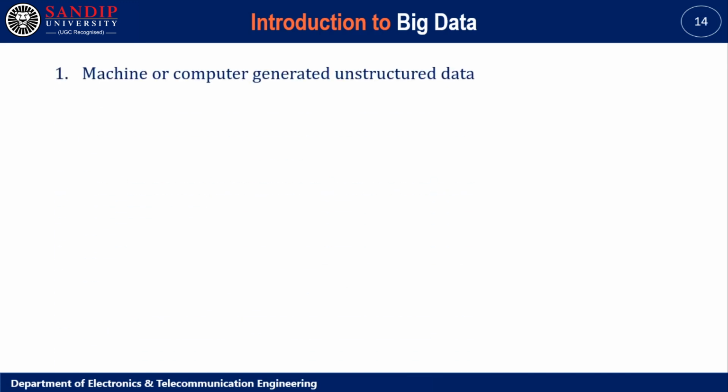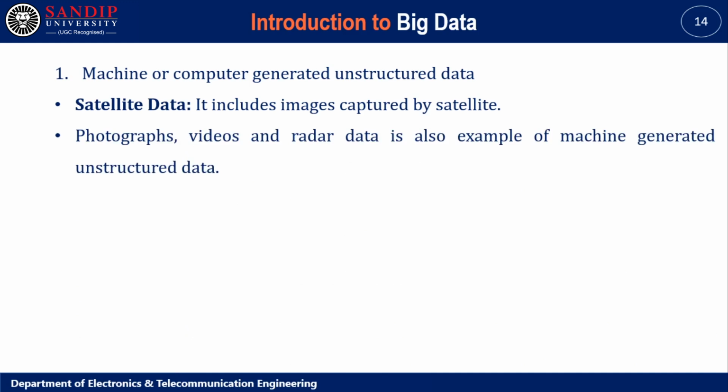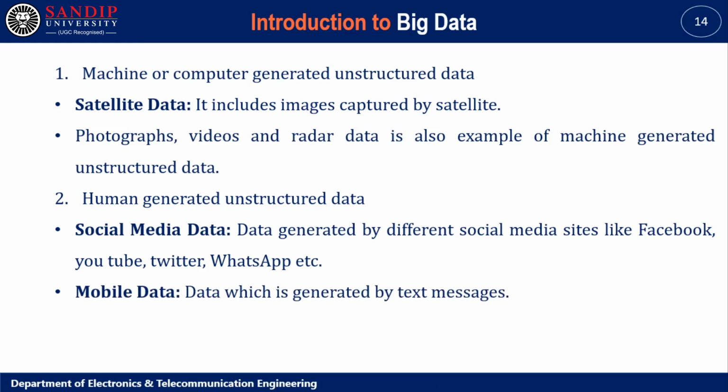Machine or computer generated unstructured data. Satellite data includes images captured by the satellites, photographs, videos, and radar data is also an example of machine generated unstructured data. Human generated unstructured data is further categorized as social media data. Data generated by different social media sites like Facebook, YouTube, Twitter, WhatsApp, etc. Mobile data, data which is generated by the text messages. Text data, data generated by the emails, documents.